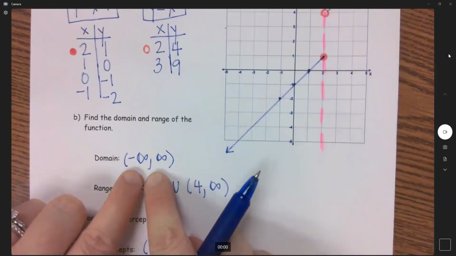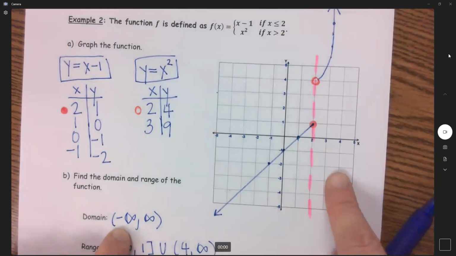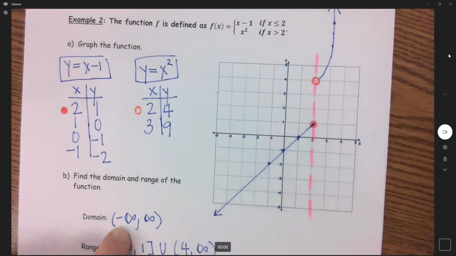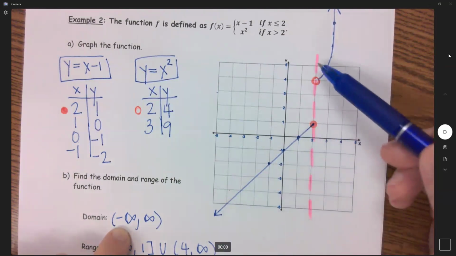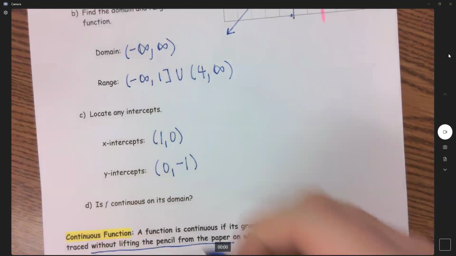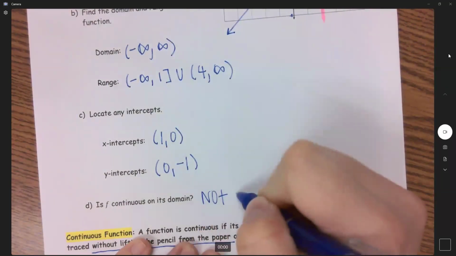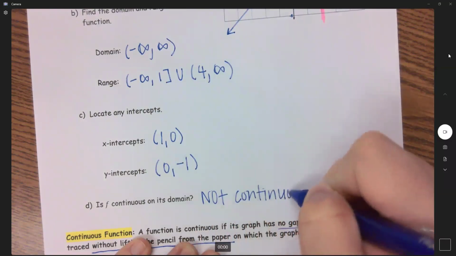It does not matter that this domain is all real numbers. Can you graph this with one pencil stroke? And no, you would have to graph this, then you would have to lift your pencil to jump up here to graph the rest of this. So this is not continuous.